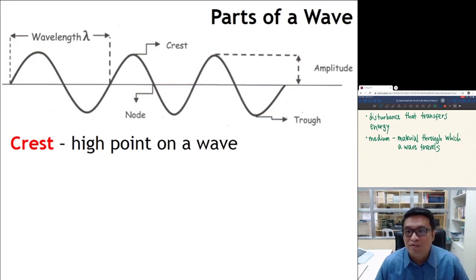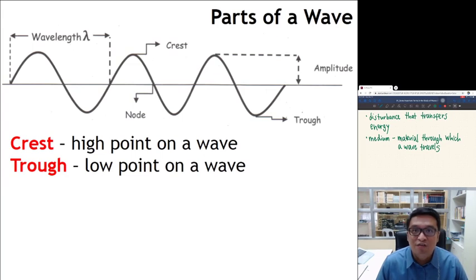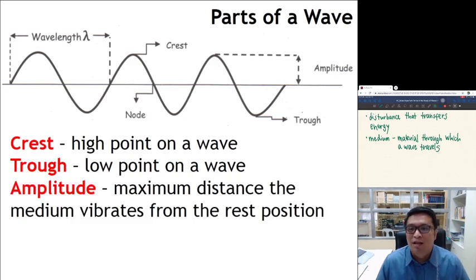The first part of the wave is the crest. A crest is considered the high point on a wave, while the trough is the low point on a wave. Also, you see here a horizontal line, and this is the rest or the equilibrium position. And using that information, we can measure amplitude, because amplitude is the measure of the distance the wave vibrates from the rest position. So some waves will have very high amplitude, while some waves will have very low amplitude. Talking about that, amplitude is also considered a measure of strength.